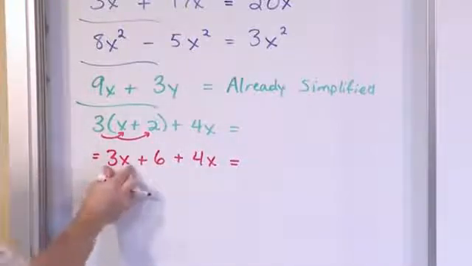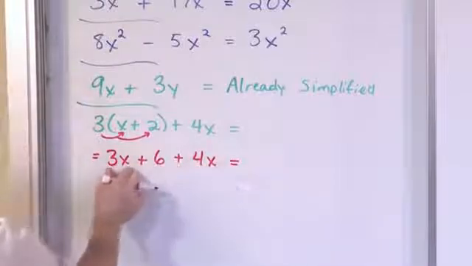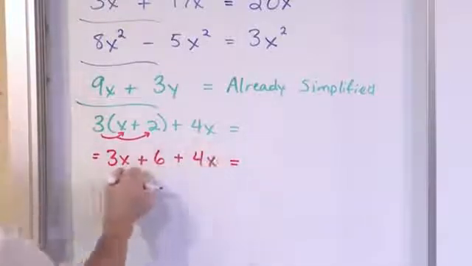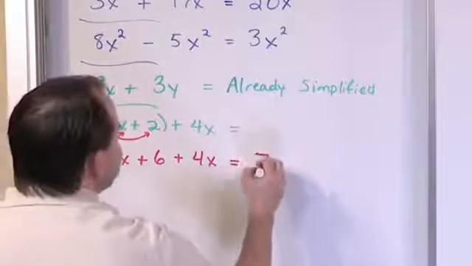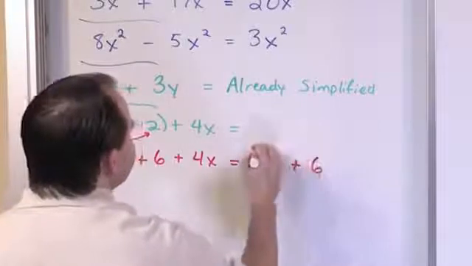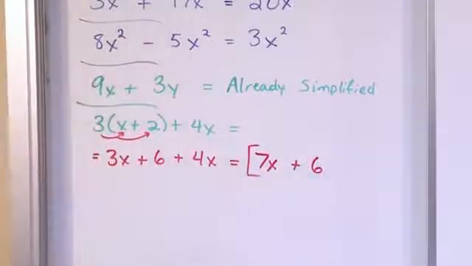Notice we have 3 x's here and we have 4 x's here. So we have the same variable here as here, same exponents on the x. So we can add 3 plus 4 and that'll give us 7 x's. And then we still have the plus 6 left over from earlier. This is the final answer, 7x plus 6.